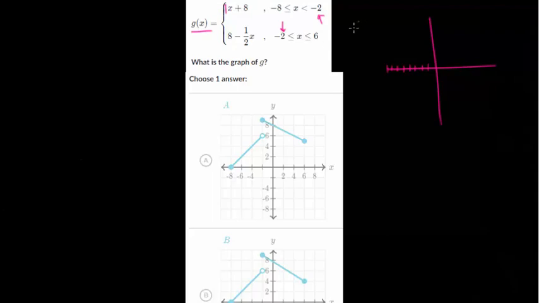So let me change colors. That would be right here, and it includes that point. Now we could also plug in -2. That gives us a y value of 6. So 1, 2, 3, 4, 5, 6 are right there. And at -2, we have to have an open circle because it doesn't include that point. And now we can connect these since it's just a line.